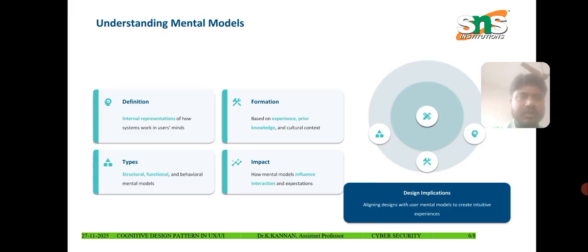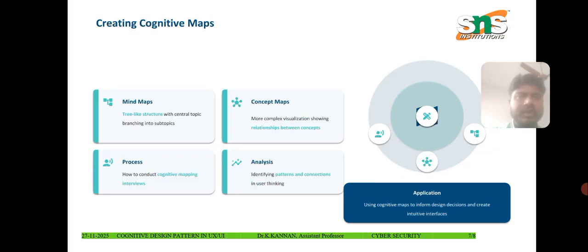Understanding mental models leads to creating cognitive maps. Mind maps are tree-like structures with a central topic branching into subtopics. Concept maps are complex visualizations showing the relations between concepts. The process is how to conduct cognitive mapping interviews, and analysis is identifying the patterns and connections in user thinking. The application is that cognitive maps inform design decisions and create intuitive interfaces.